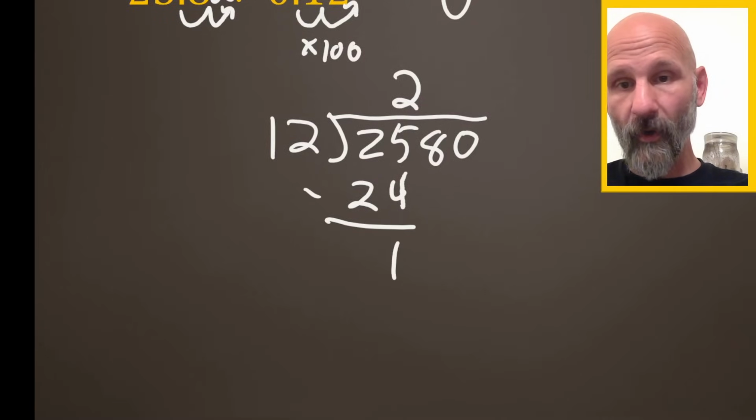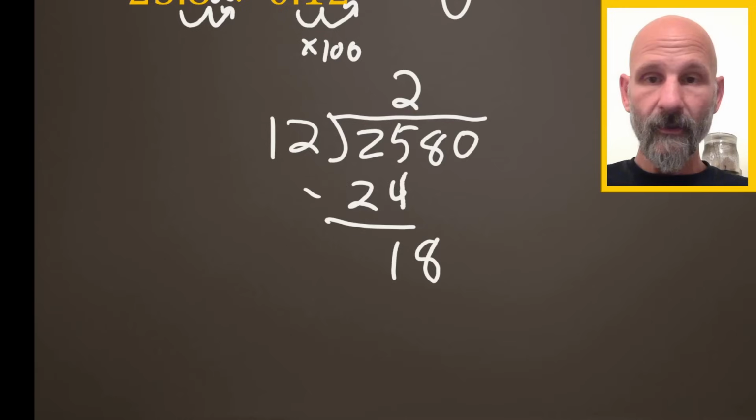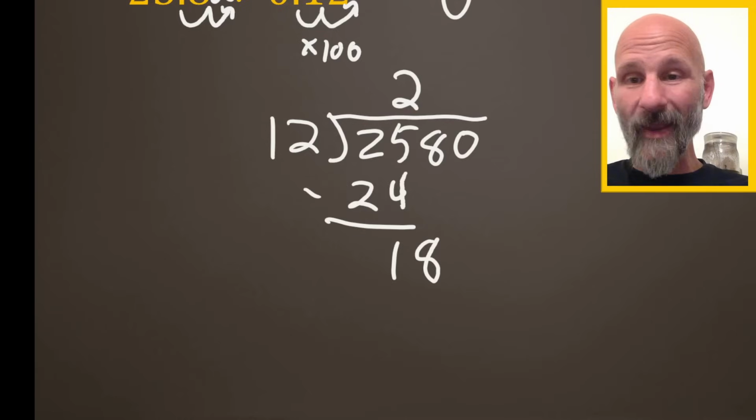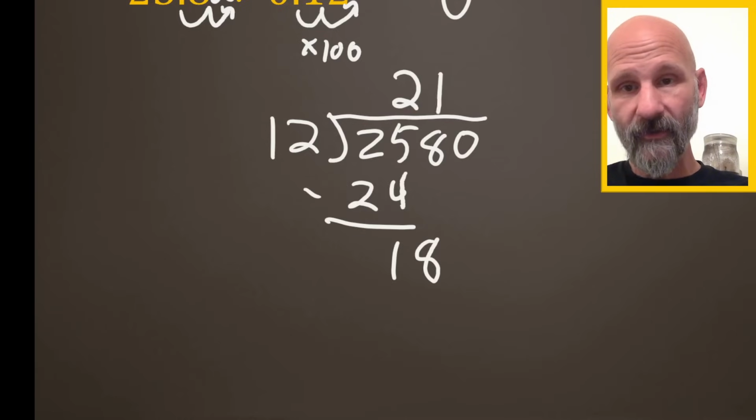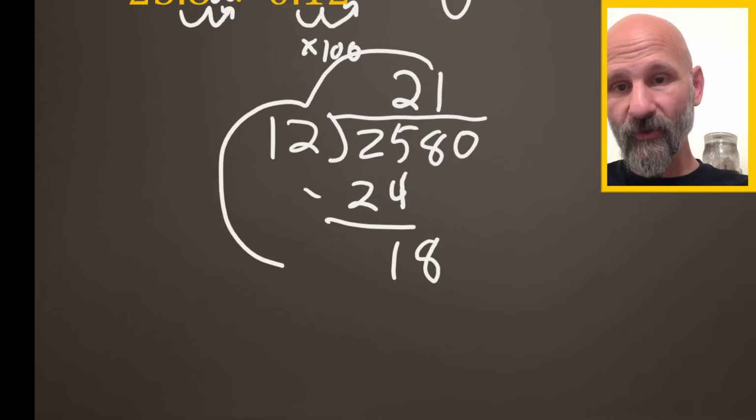So 25 minus 24 makes a 1. Bring the 8 down. So now we're looking at 12 divides into 18. How many times? Just once. So we go 1 times 12. It's going to go there, and that makes 12.